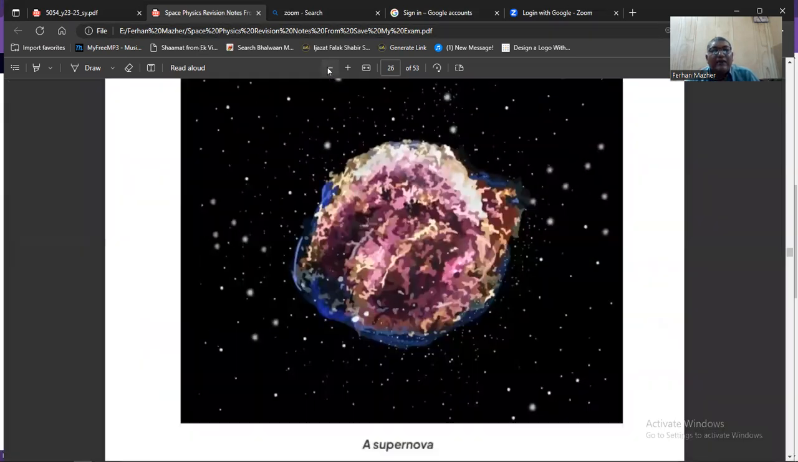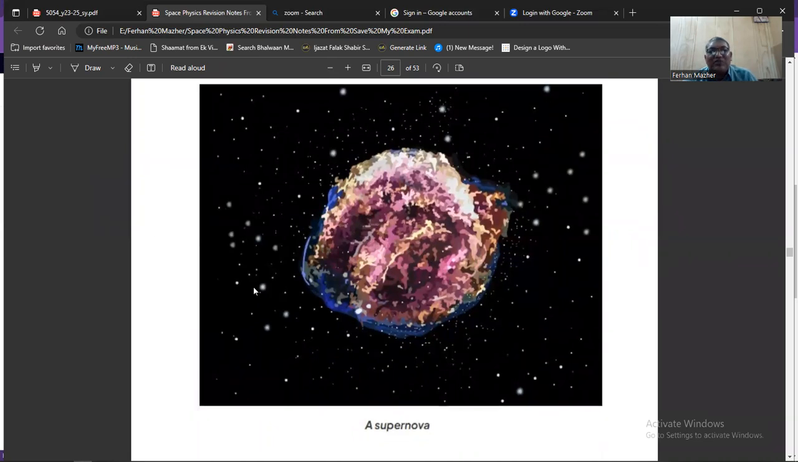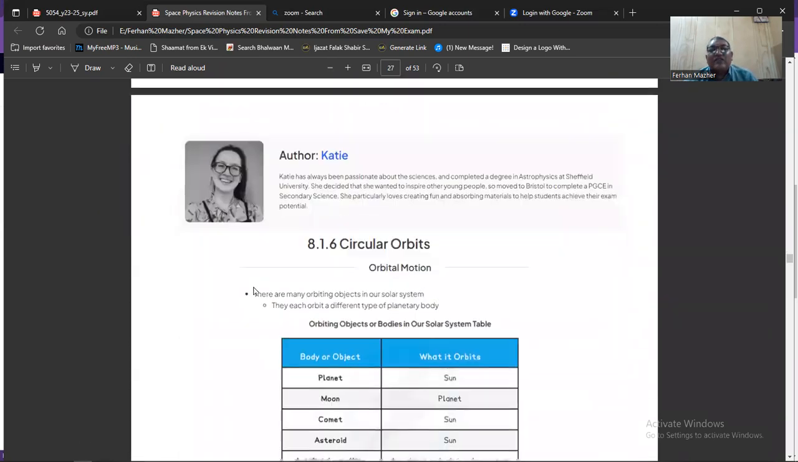So here we have a photo of the supernova. You can see that the material is getting out of this supernova, it's being ejected into the air.